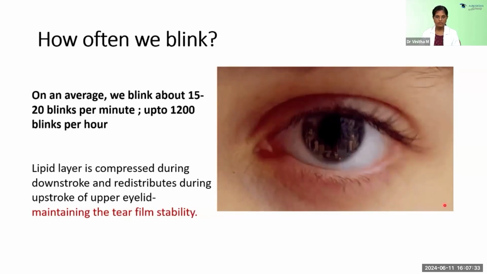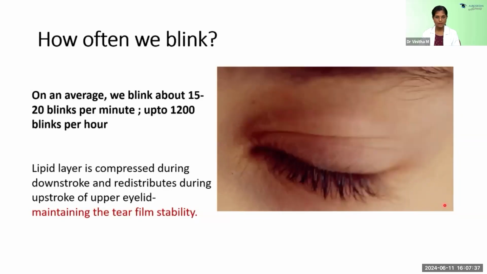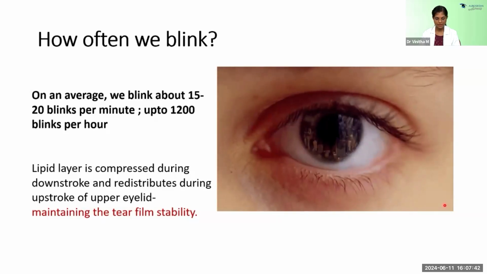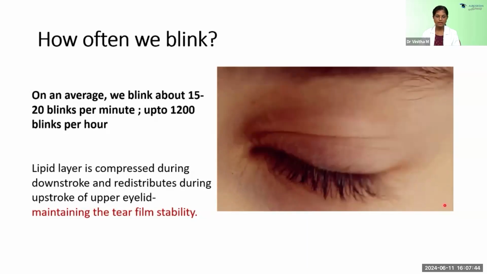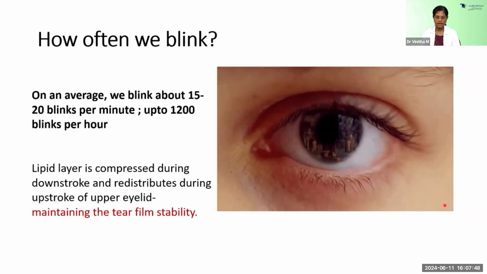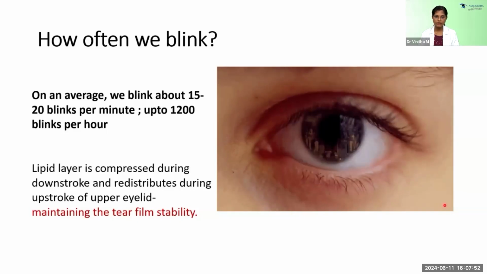Since the main function of the lipid layer is to prevent the evaporation of the tear film, this process helps in maintaining tear film stability and preventing the formation of dry spots. So if you have a longer screen time, like using a phone or laptop for a longer duration, we forget to blink much, resulting in dry eye.